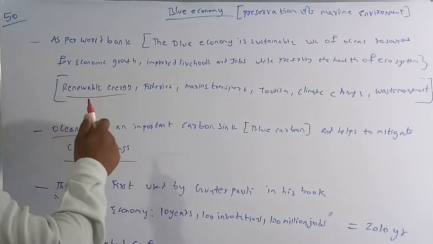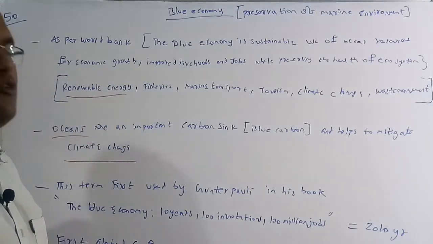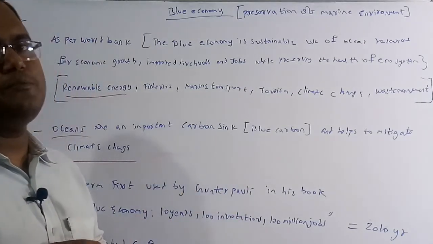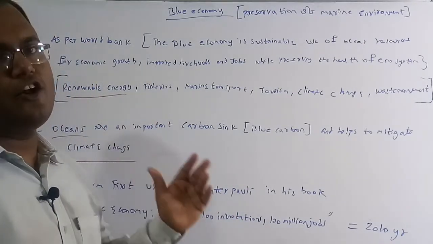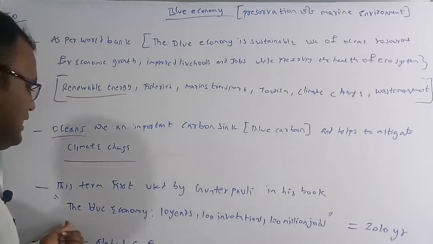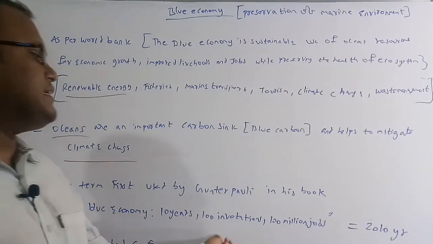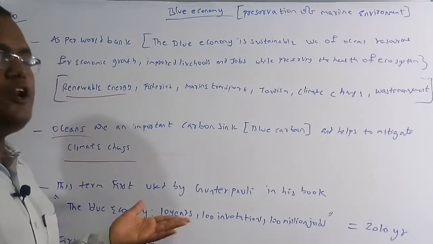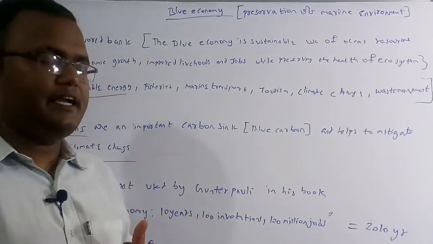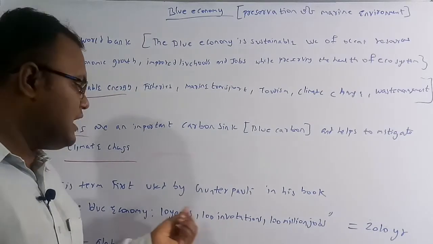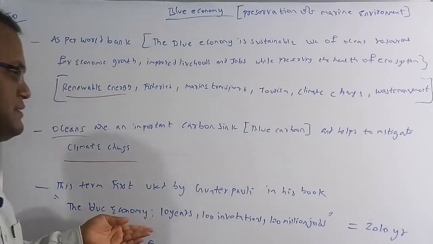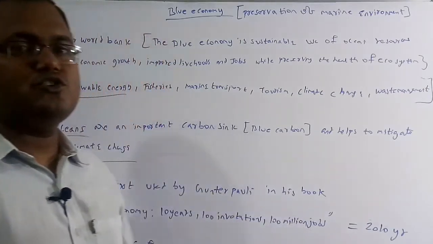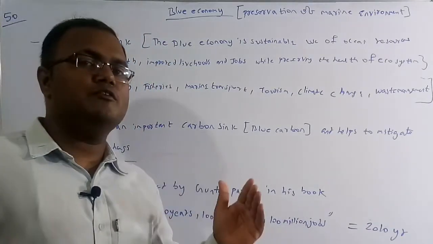This term, the blue economy, was used for the first time by Gunter Pauli. Gunter Pauli is the first person who used this term, blue economy, in his book. The book name is The Blue Economy: 10 Years, 100 Innovations, 100 Million Jobs. Because of this blue economy, millions of jobs are going to be gained, and also a lot of innovations in the coming 10 years. This is a book written by Gunter Pauli in the year 2010. So in 2010, he is the first person who used the word blue economy.